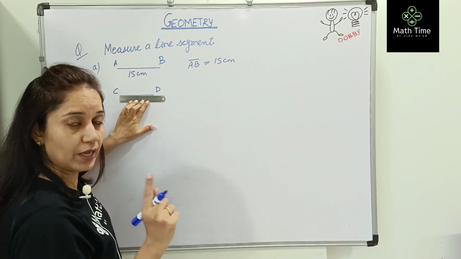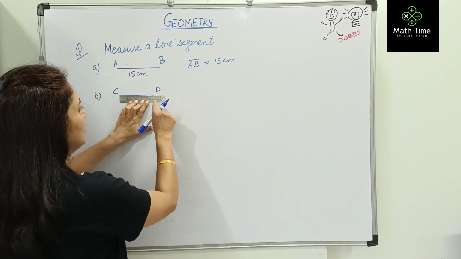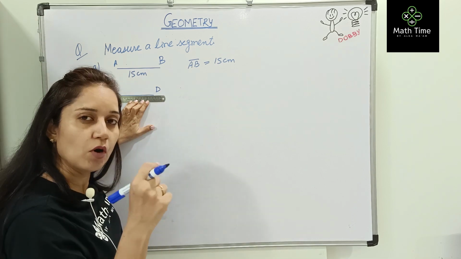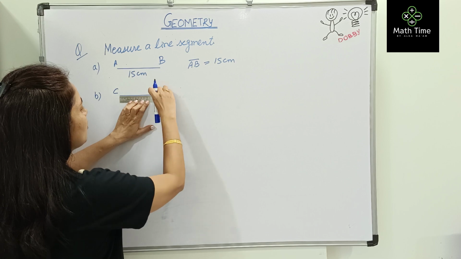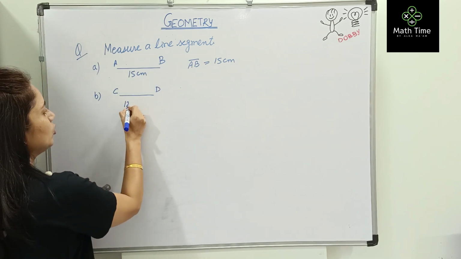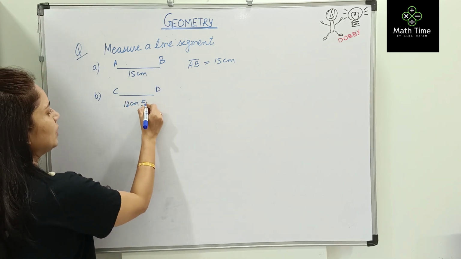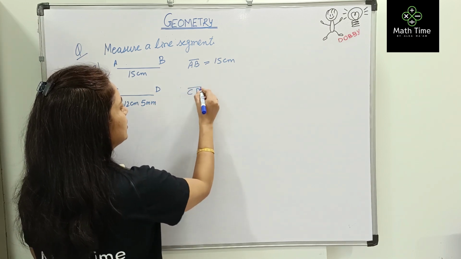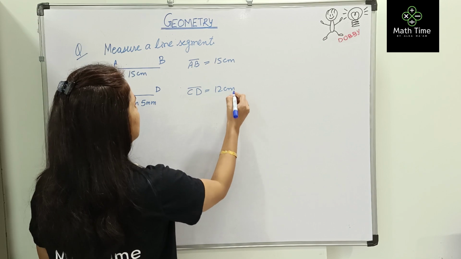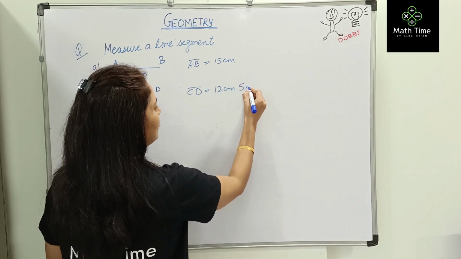It is complete 12 and some more small lines are also there. These small black lines are millimeters. So 12 centimeters and 5 more small lines. That means it is 12 centimeter and 5 millimeter is the measurement of the line segment. CD equals 12 centimeter, 5 millimeter.